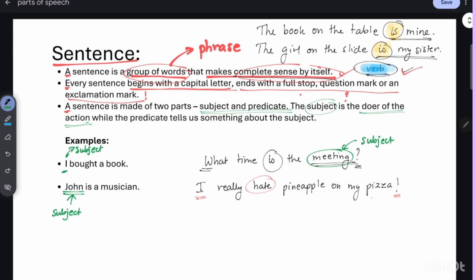I really hate pineapple on my pizza. So even though the surprise element comes from the pizza, who are we talking about? Who hates? So I hate. So I is going to be the subject.